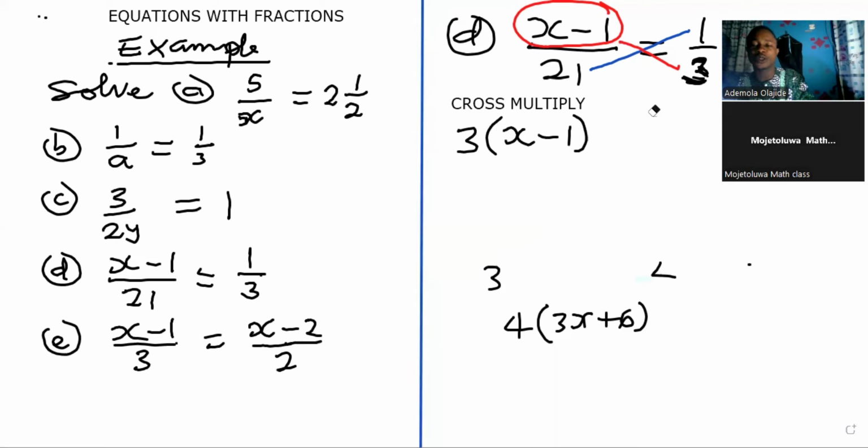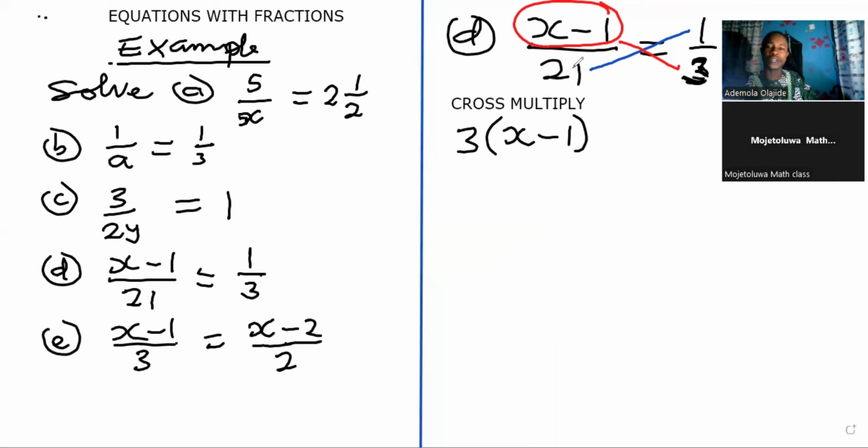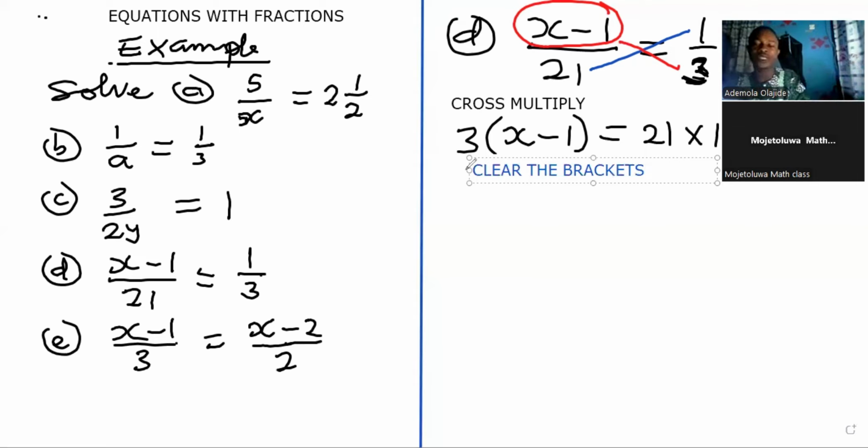Since you have multiplied to get the result on the left, this 3 has multiplied this. The next thing you do is to allow this 21 to multiply this. So you have 21 times 1. You have cross multiplied. You can see now after cross multiplying, there's no fraction again. There's nothing like something over something again. So the next thing we do is to clear brackets. We clear the brackets. So we want to open the parentheses.